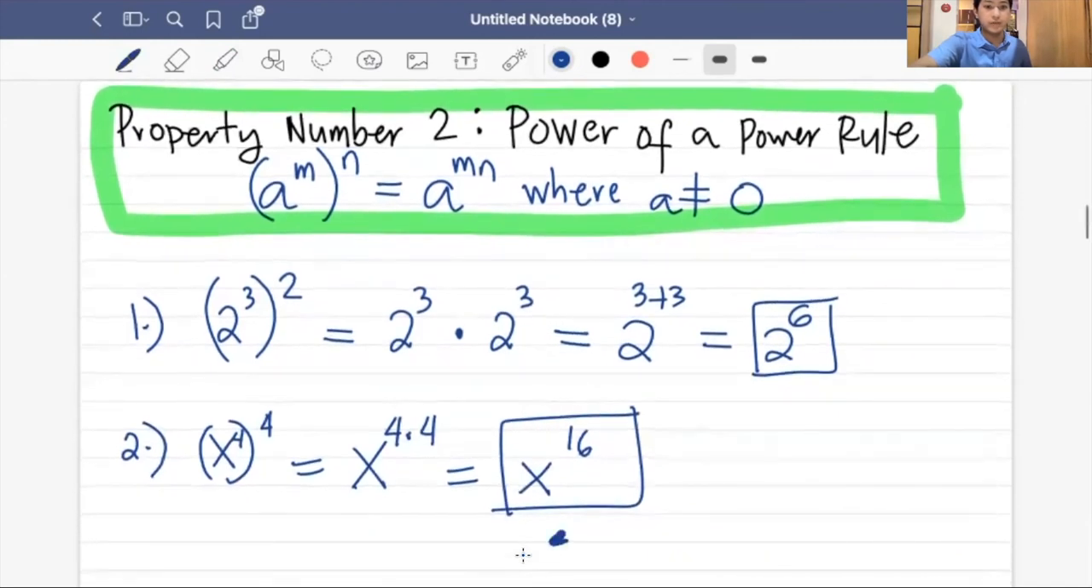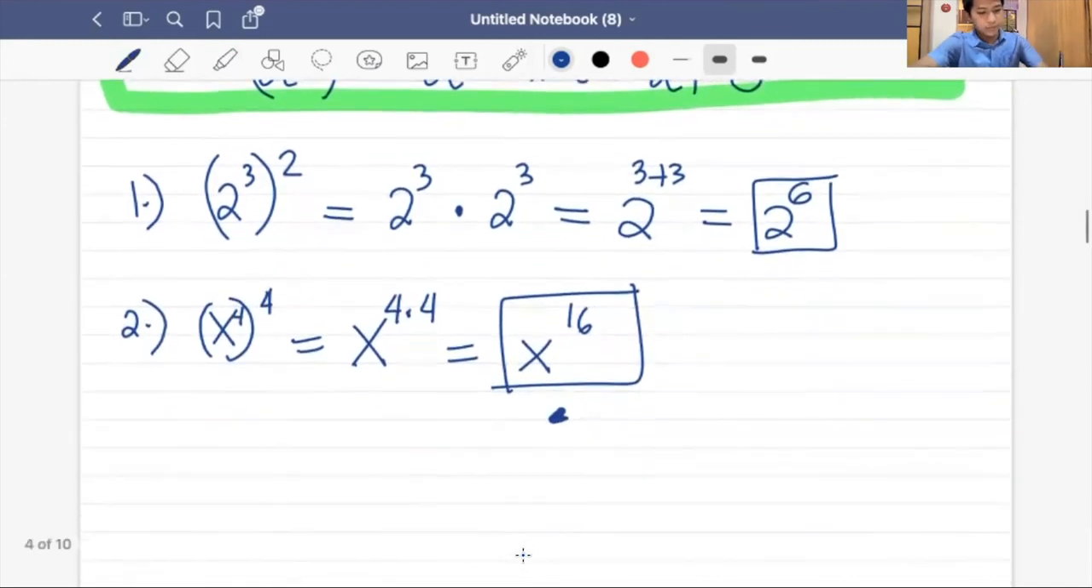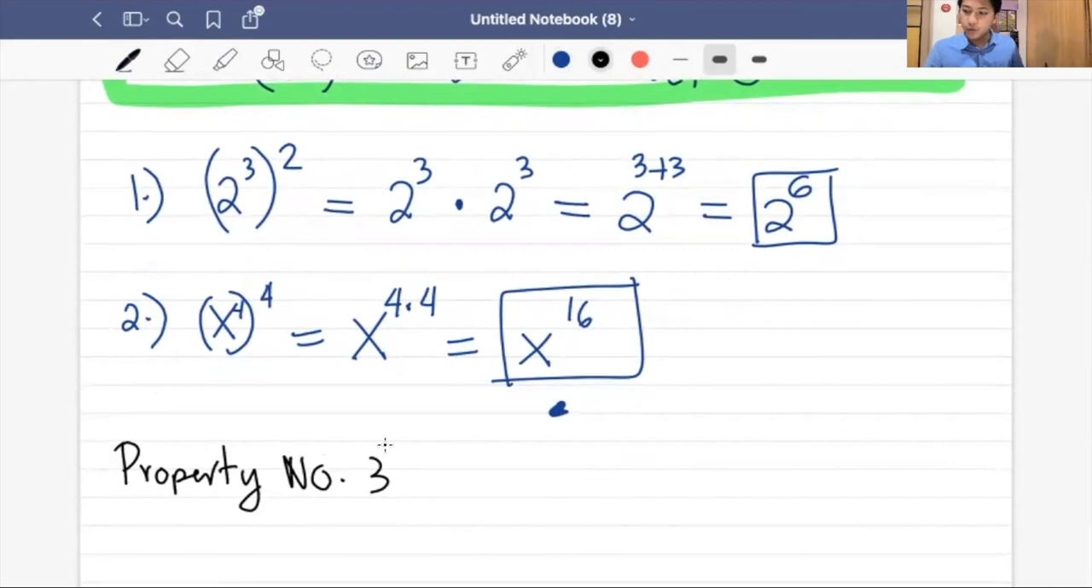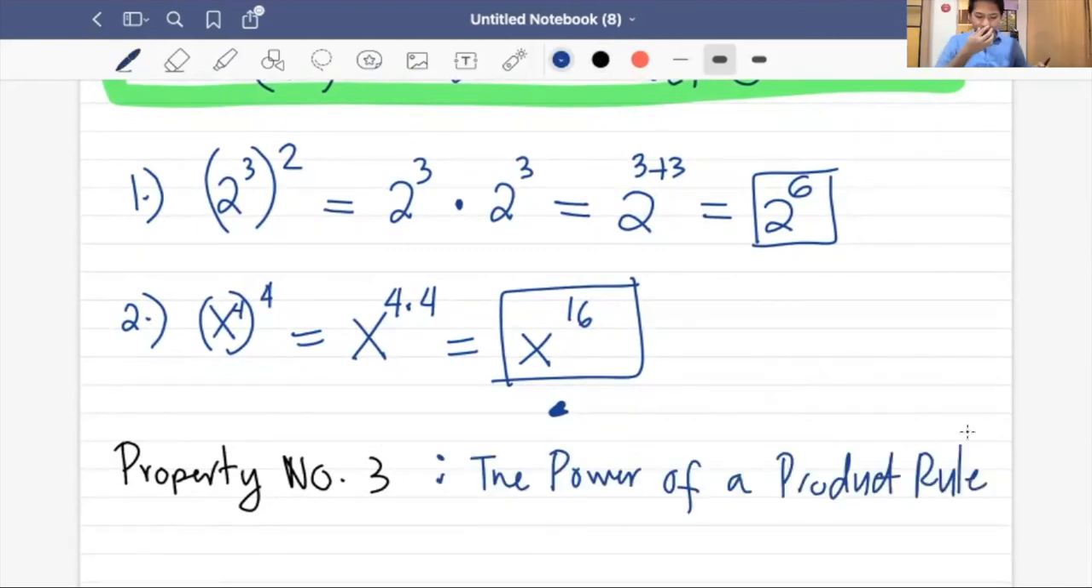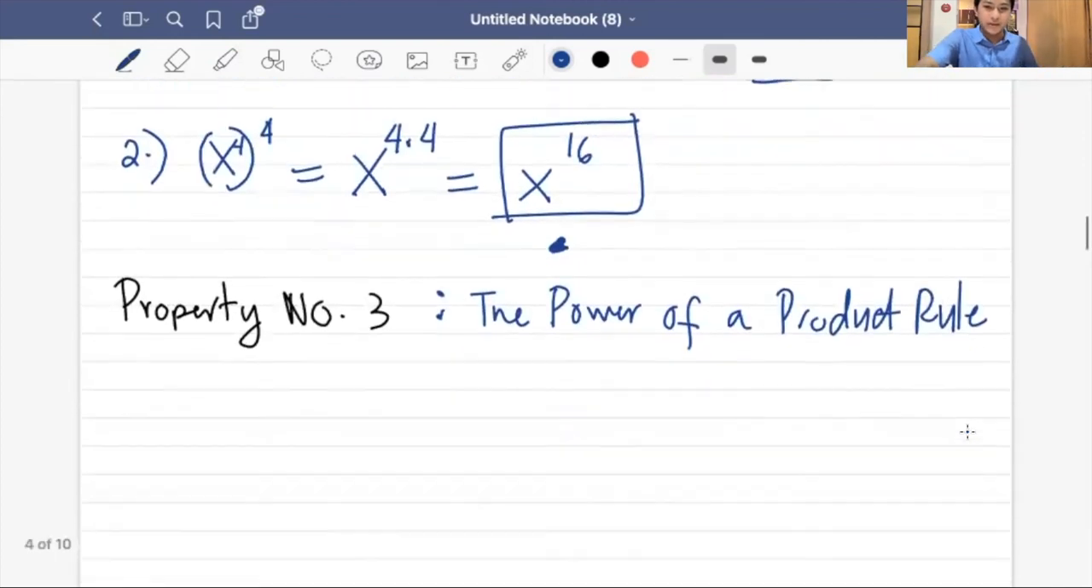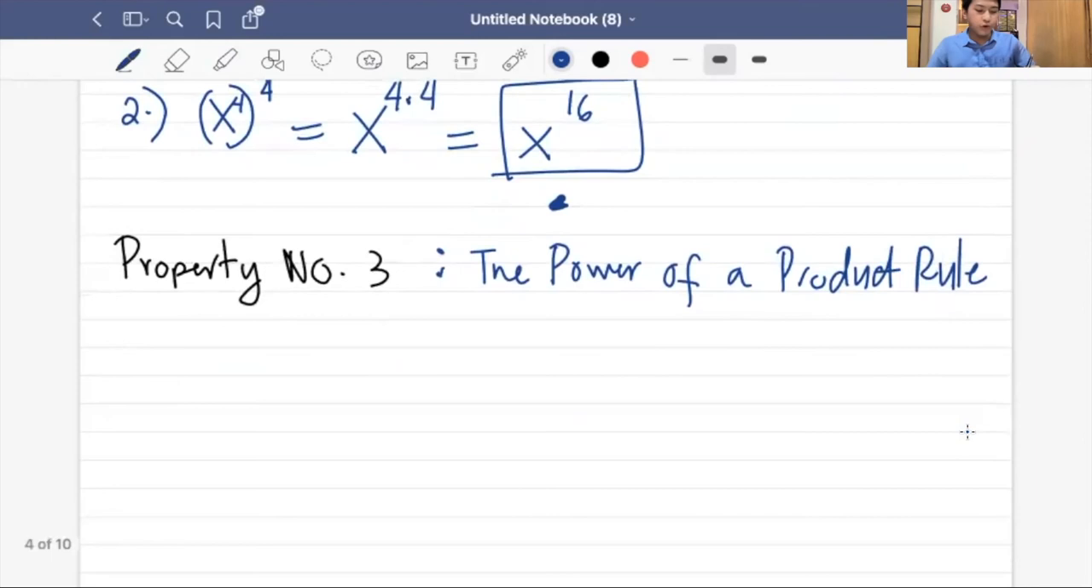Okay, let's proceed to the third property, property number 3. And this is what we call the power of a product rule. The power of a product rule is just the combination of the first two properties that we have just discussed, the product rule and the power rule. You combine them together, that becomes the power of a product rule for property number 3. So let's apply them before we write the general formula for that.